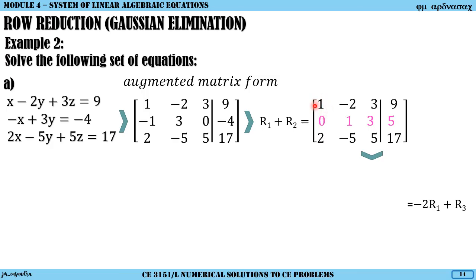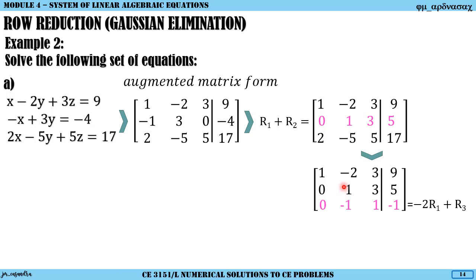So next step, set this element equal to 0, and we can do that by multiplying negative 2 to the first row and adding up the value of the third row. So we'll now have negative 2 times 1 plus 2 is 0, negative 2 times 2 plus negative 5 is negative 1, negative 2 times 3 plus 5 is negative 1, negative 2 times 9 plus 17 is equal to negative 1.